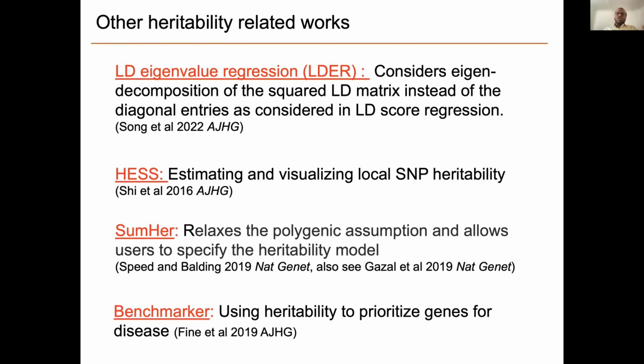There is also the Hess method, where Huwenbo Shi led this particular work in terms of estimating and visualizing local SNP heritability. From Doug Speed and David Balding's group, SumHer relaxes the polygenic assumption that goes into the LDSC model, and also allows users to flexibly specify a heritability model. There's also a discussion of the comparison between the SumHer and the LDSC method presented in the Gazal et al. 2019 Nature Genetics paper. Another approach where you can use heritability to prioritize genes for a disease was performed by Omer Weissbrod's group, and that's the benchmarker paper.